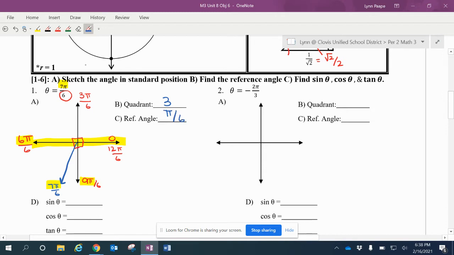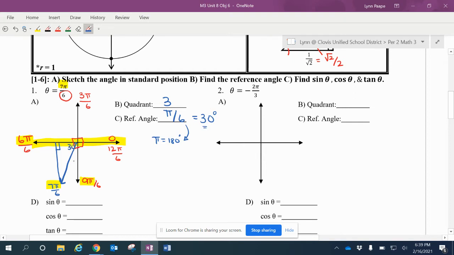So now if I want to figure out that ratio for the sine, cosine, and tangent, I always want to make sure that I'm drawing in that triangle. So I want to draw in that triangle. And I know my reference angle is pi over 6, which is equal to 30 degrees. How come I know that's 30 degrees? Because remember, pi is equal to 180. And how many times does 6 go into 180? It goes in 30 degrees. So this would be 30 degrees.